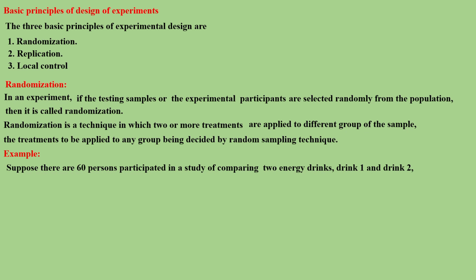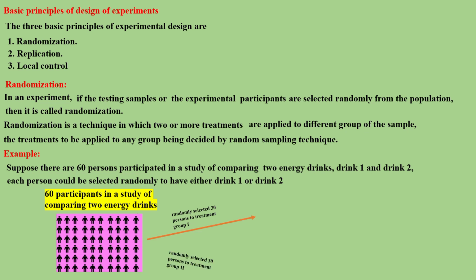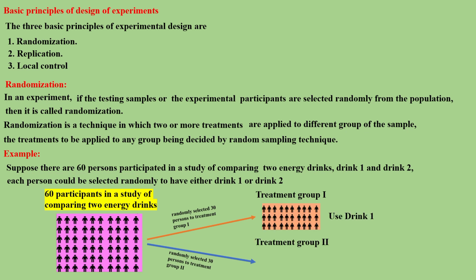Suppose there are 60 persons participating in a study comparing two energy drinks, drink 1 and drink 2. Each person could be selected randomly to have either drink 1 or drink 2. So there are 60 participants. Randomly we are selecting group 1, that is 30 persons out of 60. Similarly, we are choosing group 2, which contains 30 persons, randomly. So treatment group 1 takes drink 1, and treatment group 2 takes drink 2, and we are checking that. This is called randomization.